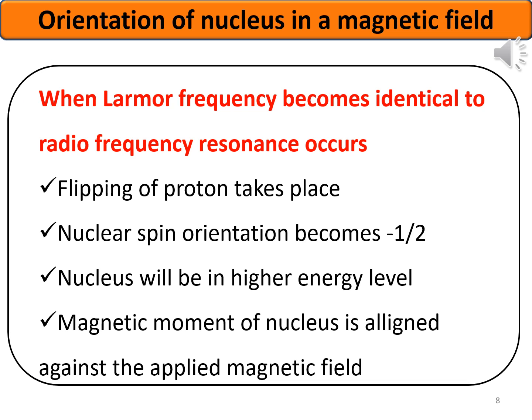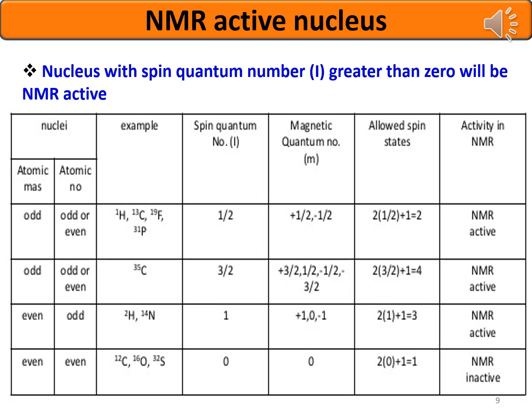When the Larmor frequency becomes identical to the frequency of radio waves, resonance occurs and flipping of the proton takes place with the absorption of a radio wave. The spin orientation of the nucleus becomes -1/2 and it will be in the higher energy level. The magnetic moment of the nucleus at this higher energy state will align in a direction opposite to that of the applied magnetic field. Not all the nuclei are NMR active.